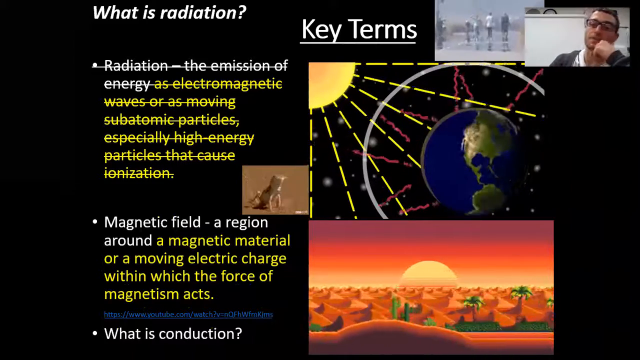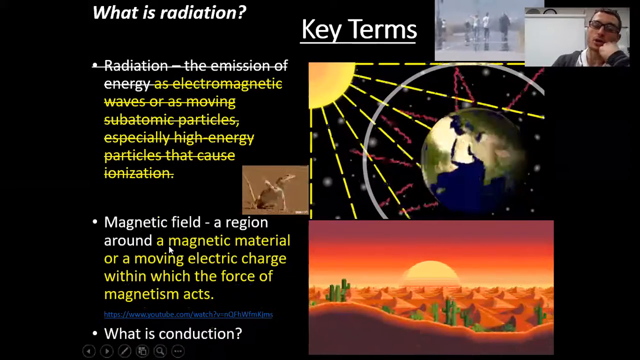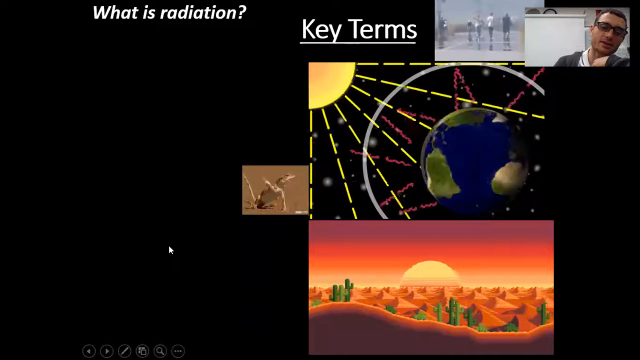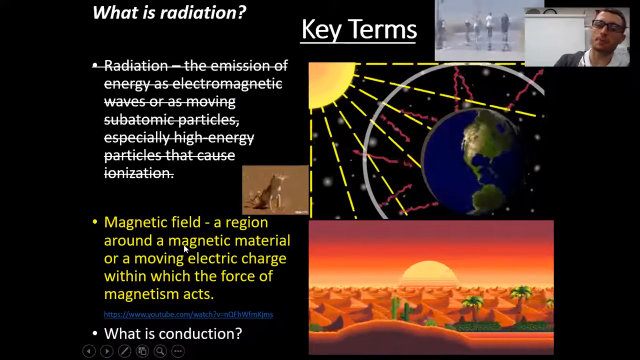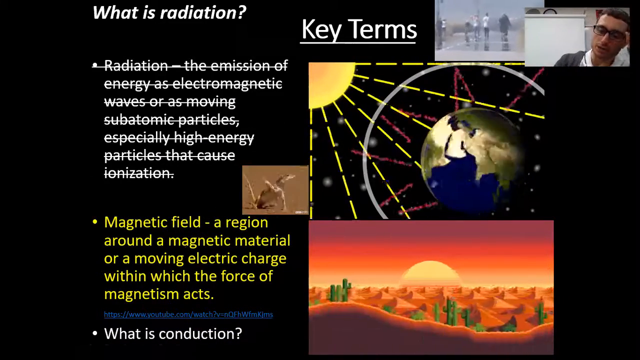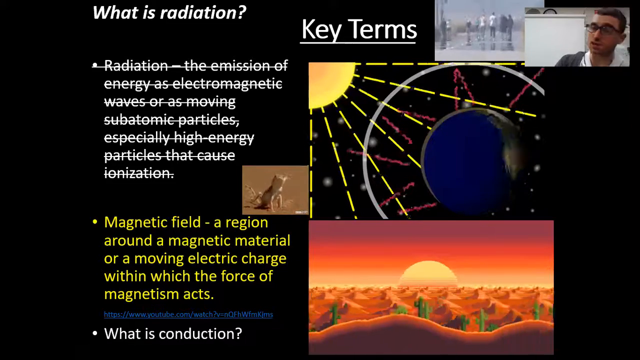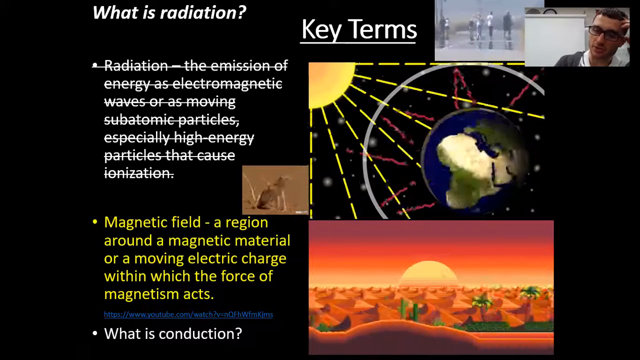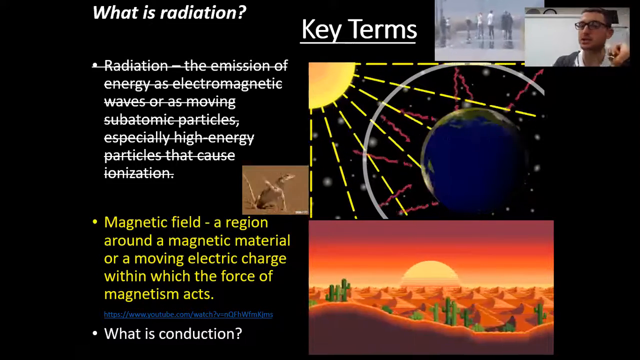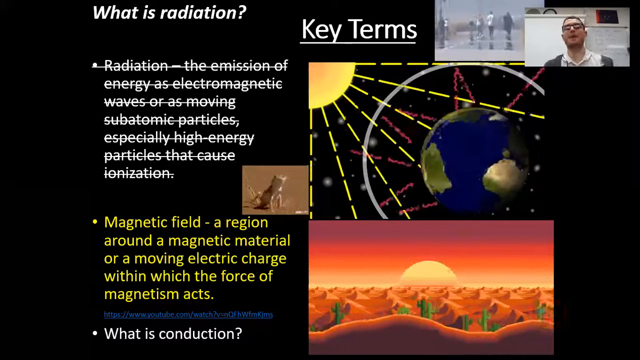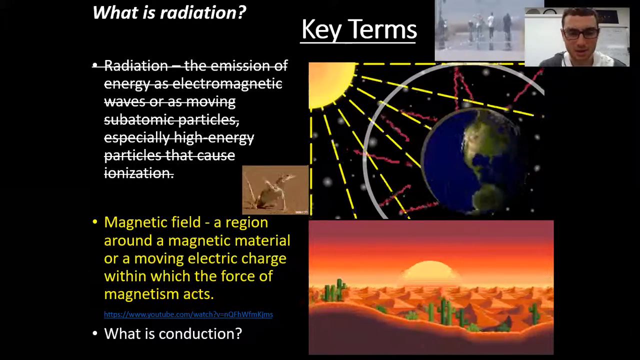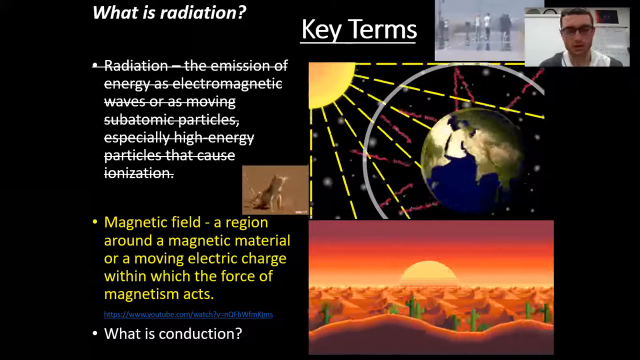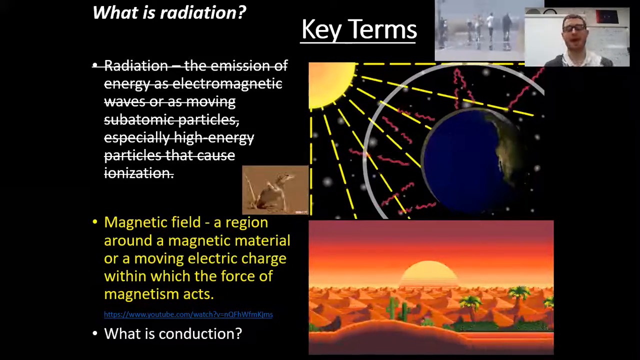I do want to define magnetic field. So go ahead and let me just highlight. Did I highlight all this? Yeah, I did. Okay. So just what's on the bottom portion of this slide, I do want you to include. Just define what a magnetic field is and have it on page 11. A magnetic field, as stated below, is a region around a magnetic material or a moving electric charge within which the force of magnetism acts.